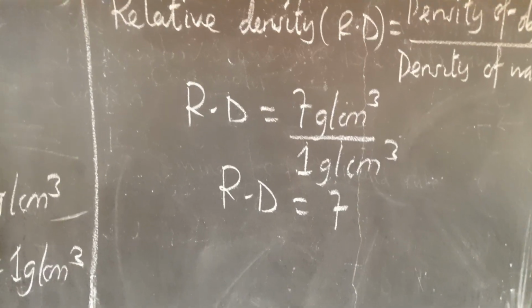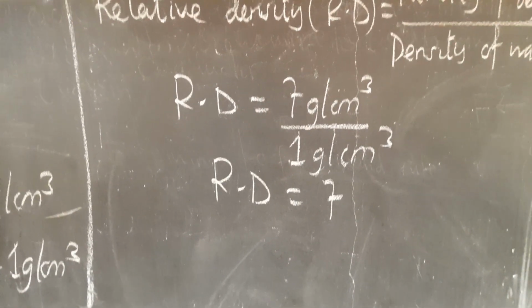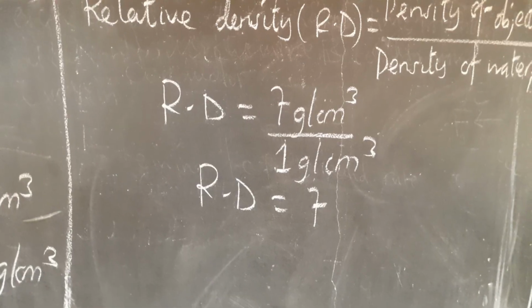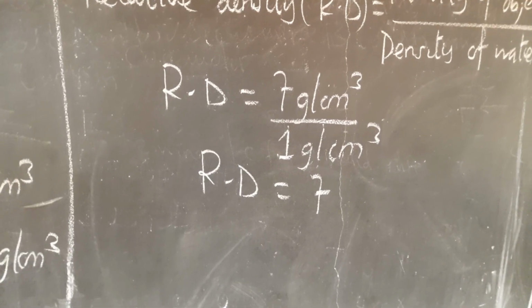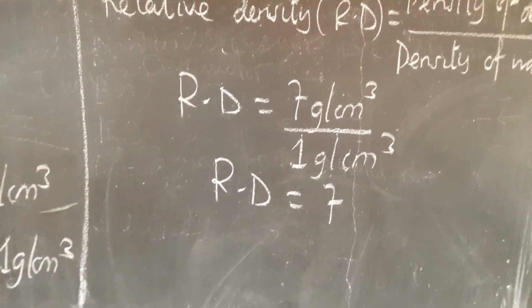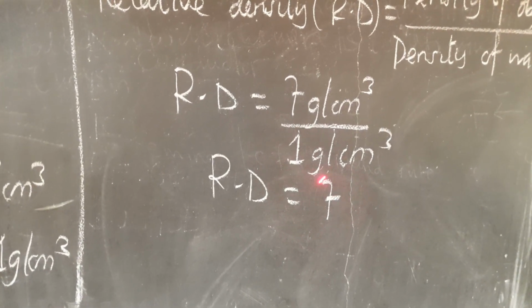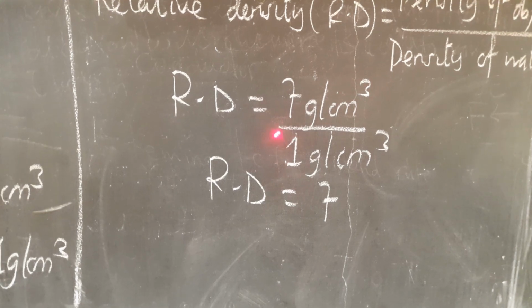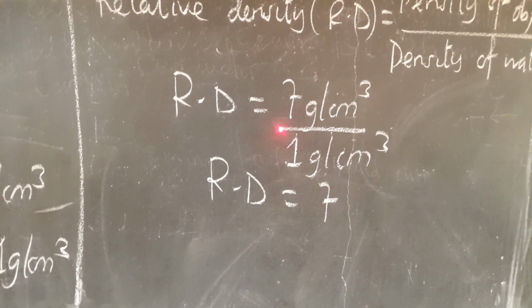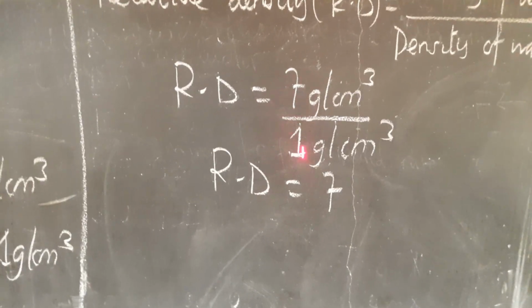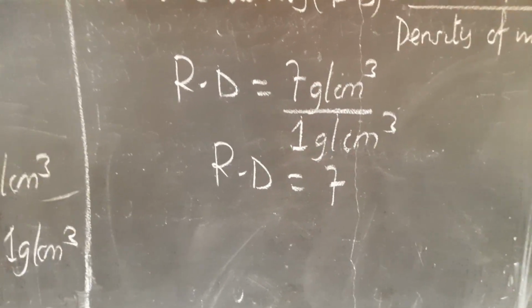The density of water is a constant value. Although it is not given in our question, we should keep in mind that the density of water is equal to 1 gram per centimeter cubed. Finally, you get 7, the relative density. Relative density has no unit because the units cancel: gram per centimeter cubed cancels with gram per centimeter cubed. So 7 divided by 1, you get 7.